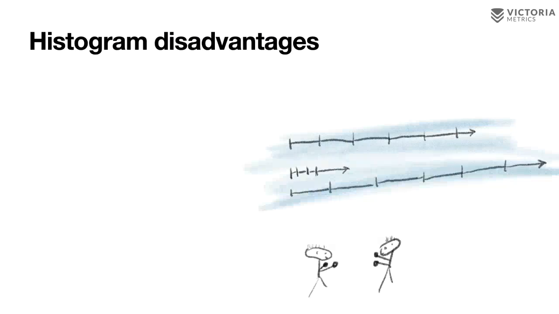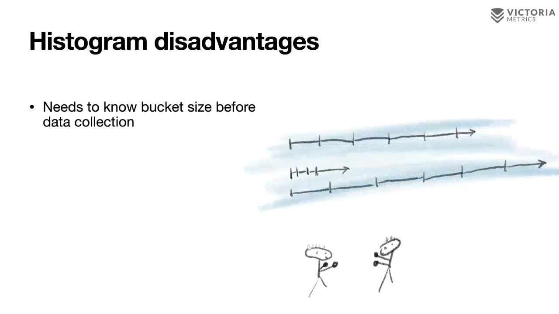So after some big fights between postmen, Sir Alex wrote down the disadvantages of histograms. The first of them was that you need to know the bucket size before data collection. Some users want really big buckets, other users want really small buckets, and you need to know the bucket size before you have any actual data.